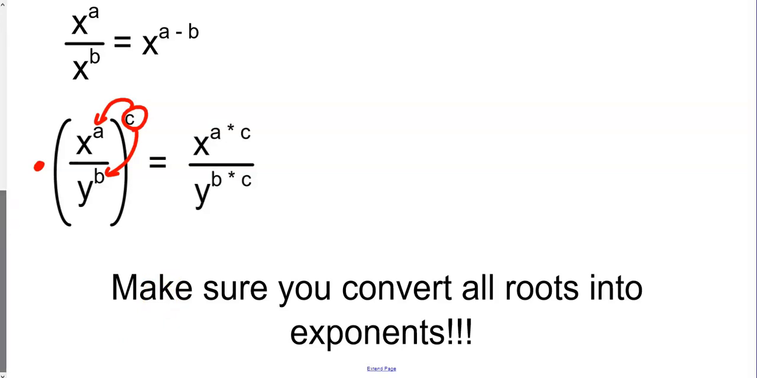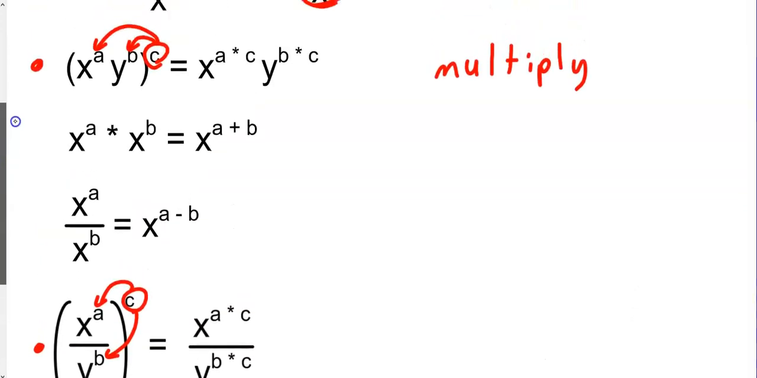Okay? Oh, also down here, a good thing in this part, make sure that you convert all roots into exponents. So in the last section, we wanted to convert all exponents into roots. In this section, you'll want to convert anybody that is a root back into its exponent. Okay? Because that will make this a lot easier.